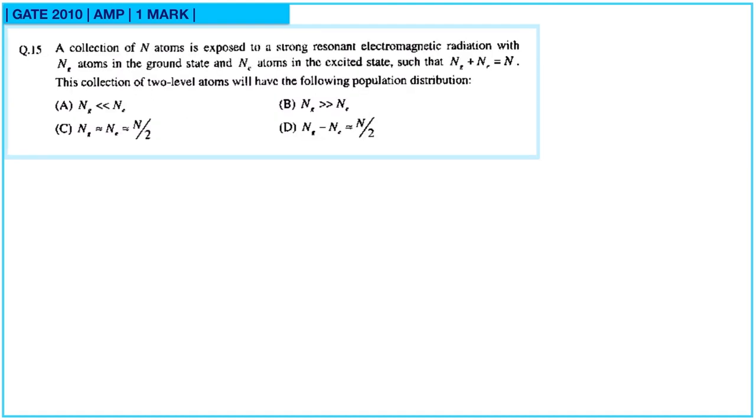Next question. A collection of N atoms is exposed to a strong resonant electromagnetic radiation with Ng atoms in ground state and Ne atoms in excited state such that Ng plus Ne is equal to N, that is total number. This collection of two-level atoms will have the following population distribution. Now this is a two-level system, and at population inversion this Ng will nearly be equal to Ne, and that will be equal to N by 2. So here option C is correct.